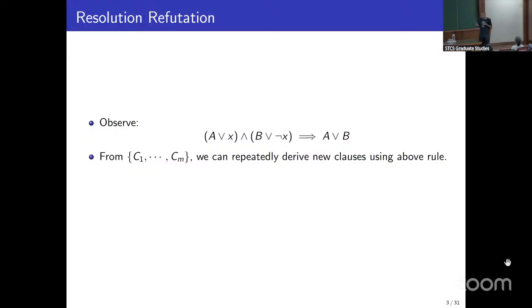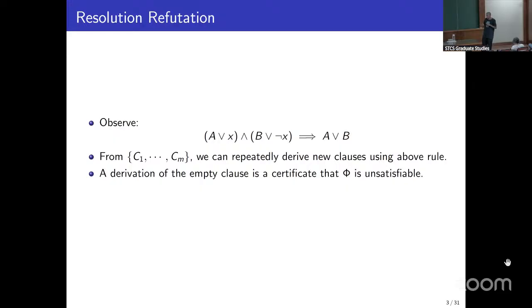So your initial set of clauses is C1 to Cm as given in the CNF. And you try to find two clauses which are of this form, and you derive a new clause. And you keep deriving new clauses until you reach the empty clause. Now the empty clause is always false. So a derivation of the empty clause is a certificate that the CNF is unsatisfiable.